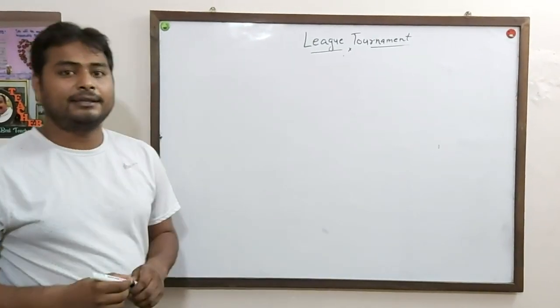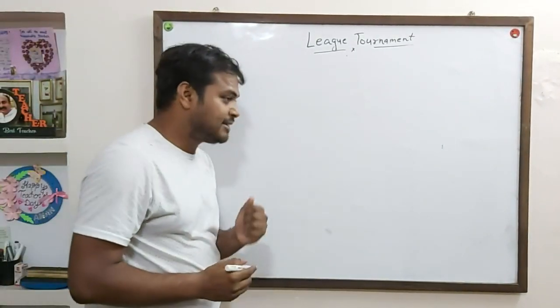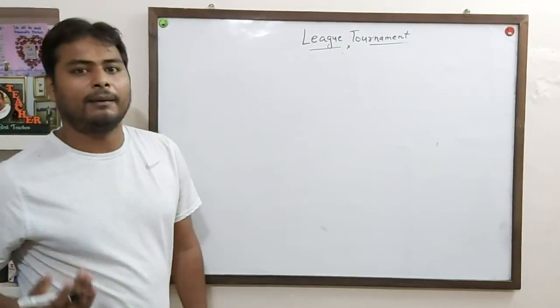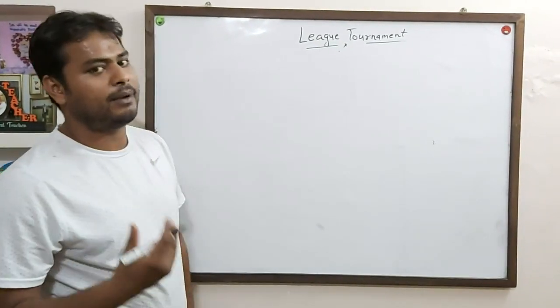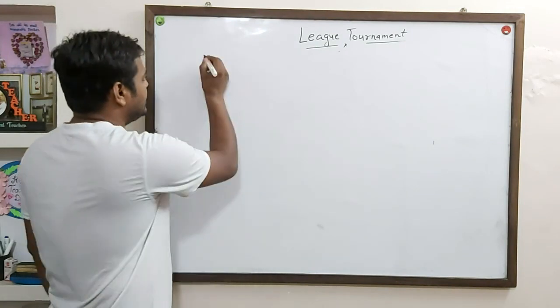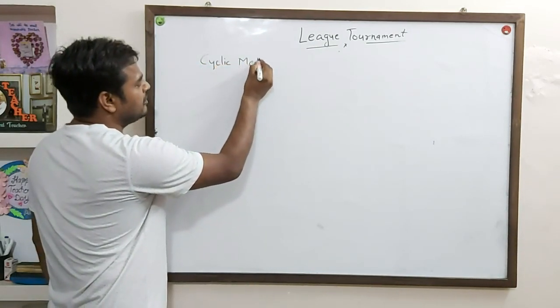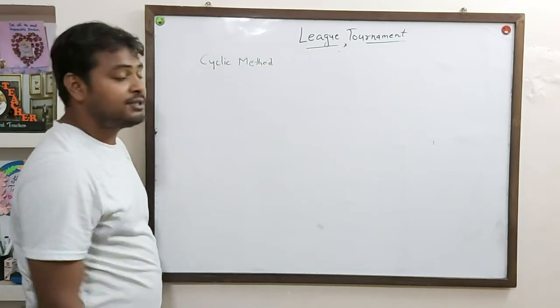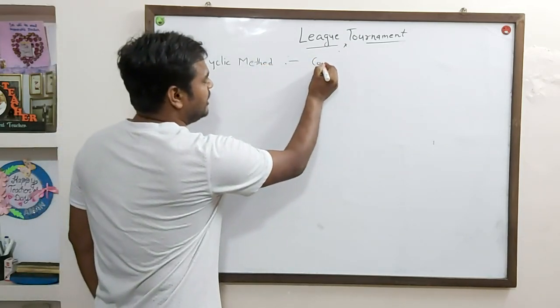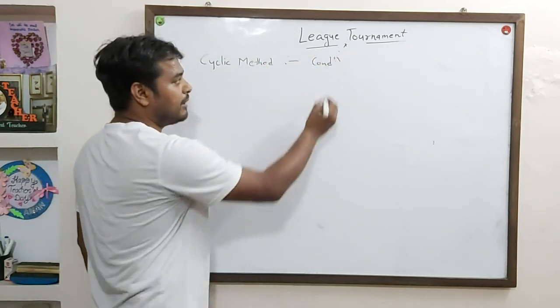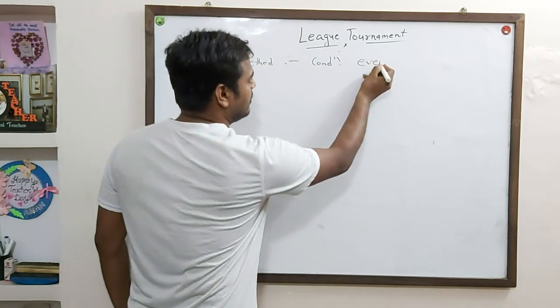In the cyclic method, two conditions are here: when the total number of teams is even and when the total number of teams is odd. Cyclic method, two conditions. Condition number one, when the total number of teams is even.